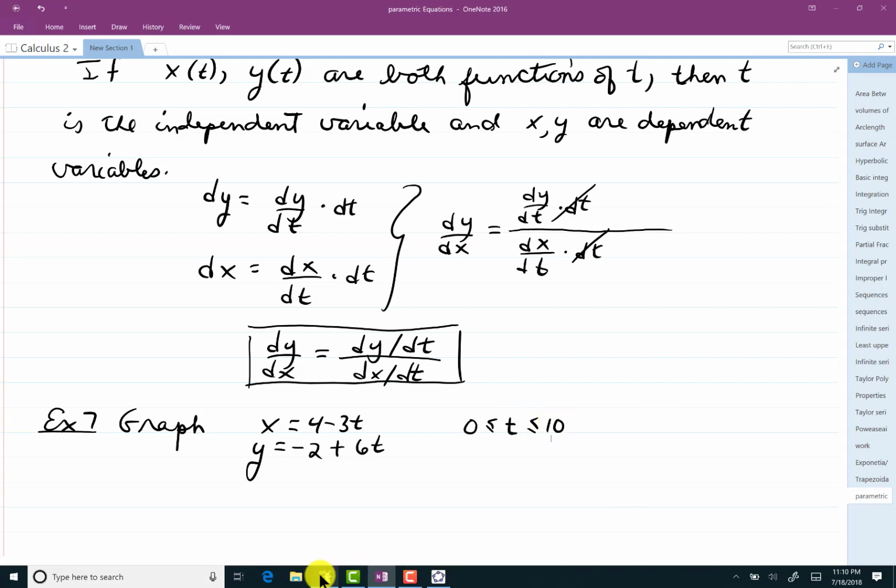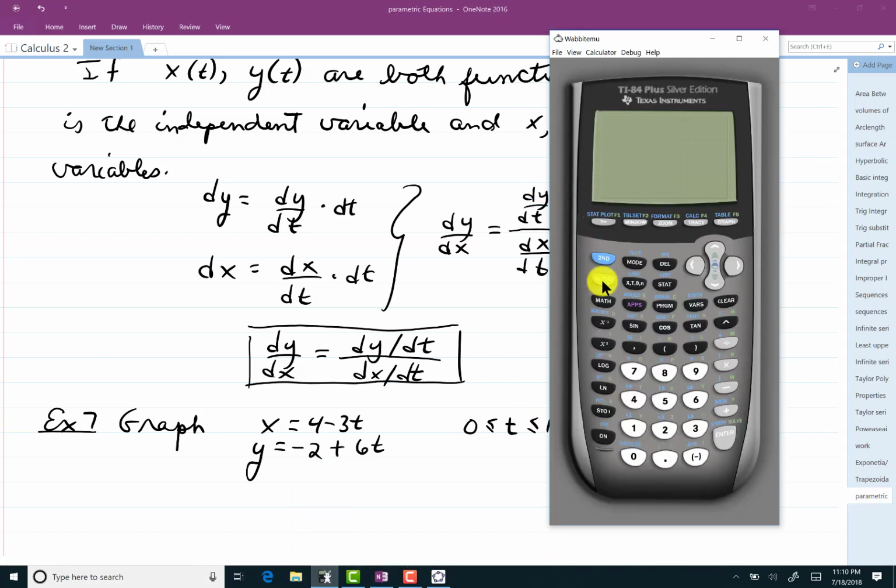And I want to watch carefully how it draws it. So let's go y equals, I think it's easier. Editing is not so great, so I think I'm going to clear these out. And in my x1, I'm going to put 4 minus 3t. And y is negative 2 plus 6t. And let me put my window. I'm going to put 0 to 10 for t.